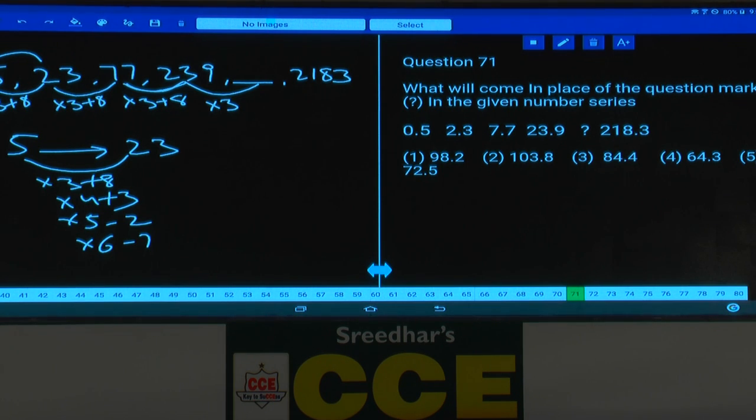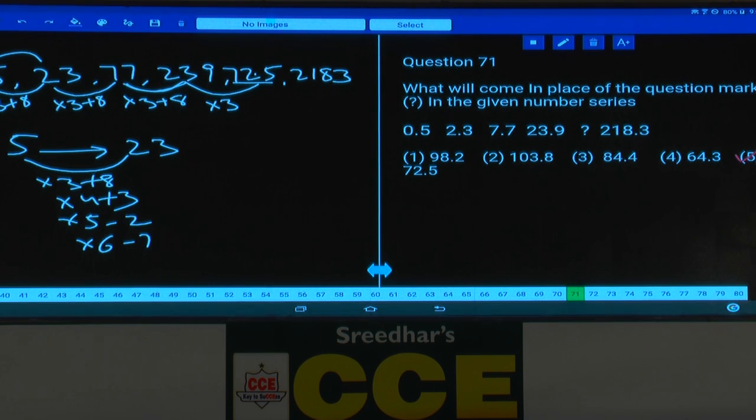Now, 239 into 3 plus 8. 24 into 3 is 720, isn't it? 720 minus 3, 717. 717 plus 8, 725. Then what is the answer here? 725. Earlier we removed the decimal, now we should put the decimal back. Then what is the answer here? Choice 5 is the answer. Clear now? 72.5, choice 5.